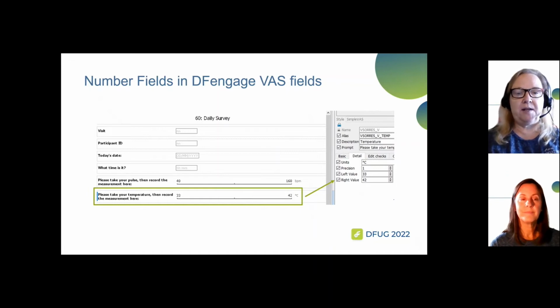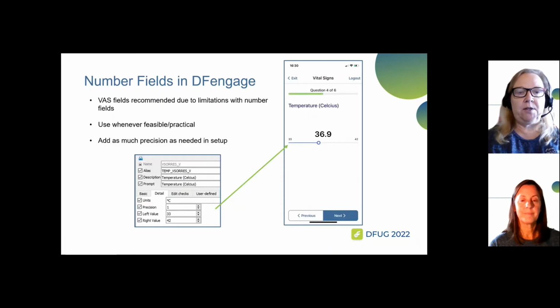So this is a shot of what a VAS scale looks like in setup. You do your prompt, you set it up as a style, a VAS style. You can put your units at the end and then precision, and then the left value and the right value, and when you go into the actual database, it will look something like this. Definitely recommended for DFengage because of the limitations with the number fields, and use as much precision as needed in the setup.